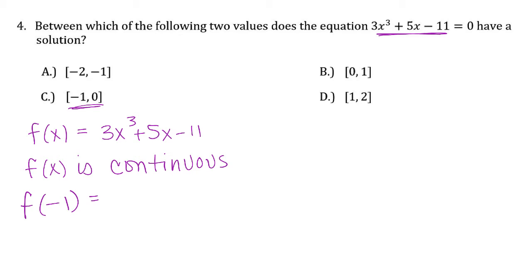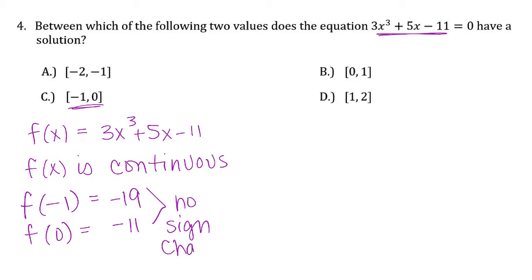Well, if I plug in f at -1, I'm going to get -19. And if I plug in f at 0, that means I get -11. I don't have a sign change, no sign change. So we can't have that because the solution's got to exist where I have a sign change. So let's try B. So C's out.